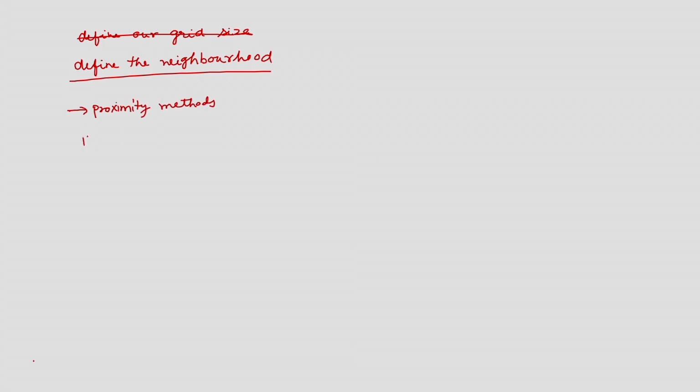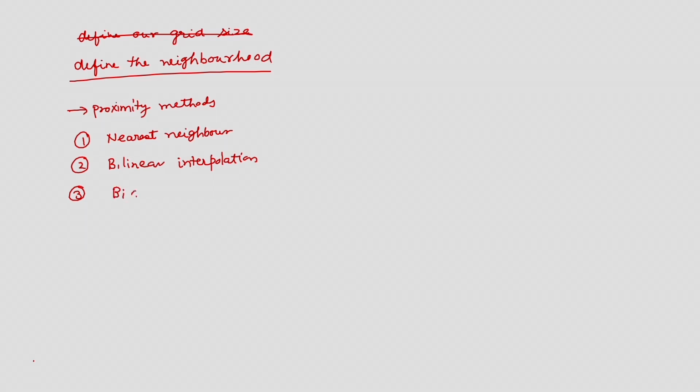The next step is to define the neighborhood, so that we can use either proximity method or general method. First, let us talk about the proximity method. There are three proximity methods. One is nearest neighbor, second is bilinear interpolation. We have done this thing in photogrammetry, and then bicubic interpolation.